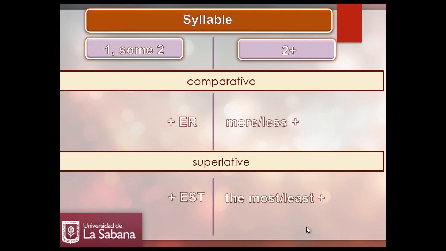However, the majority of 2-syllable adjectives or adjectives that have more than 2 syllables form their comparative degree with more plus adjective and superlative with the most plus adjective. We can also use less and the least. They are the opposites of more and the most.